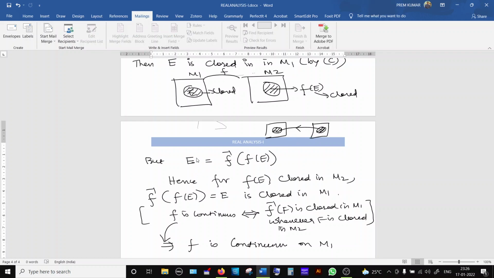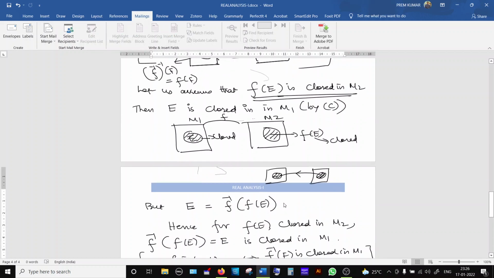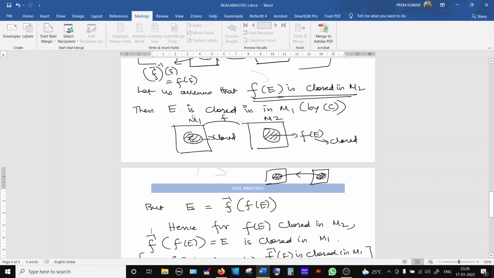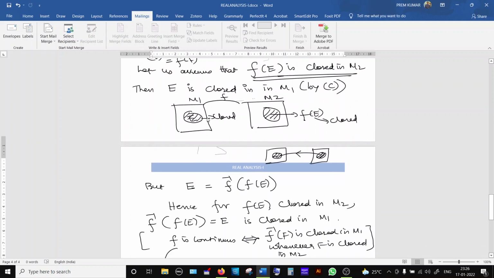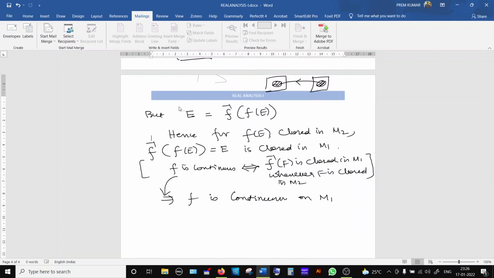Now we have assumed that if f of e is closed, then e is also closed. We have proved it, that is by the assumption of C. Now simply we are going to use this statement. This is very important. This e can be written as f inverse of f of e, where f of e is closed, already we assumed in C, and e is also closed by the assumption of C.